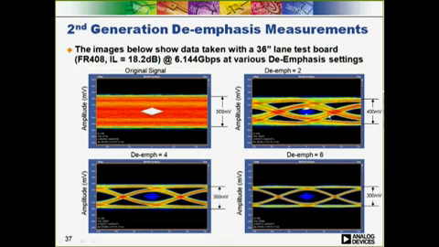With a de-emphasis setting of 2, the eye is opening up, but there are still eye mask violations. At the de-emphasis settings of 4 and 6, the eye looks better and better in each case. Note how the voltage swing of the output lowers as the amount of de-emphasis increases. So the original signal was 500 millivolts, and then as the de-emphasis increased, it got down to 300 millivolts here with the de-emphasis setting of 6.